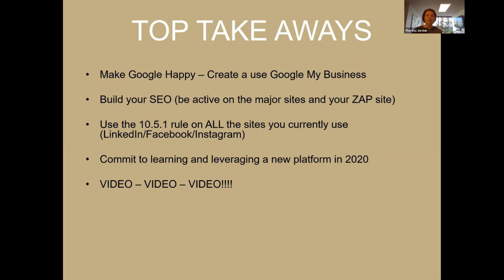Use the 10-5-1 rule on all of your sites, not just on Facebook. So the 10-5-1 rule is 10 likes, 5 comments, 1 personal message, or in some platforms, it's called the DM, direct message. So 10 likes, 5 comments, 1 direct message every single day on every single platform that you're active on. This could take an hour of your day. It might take an hour and a half of your day, depending on what you're doing.